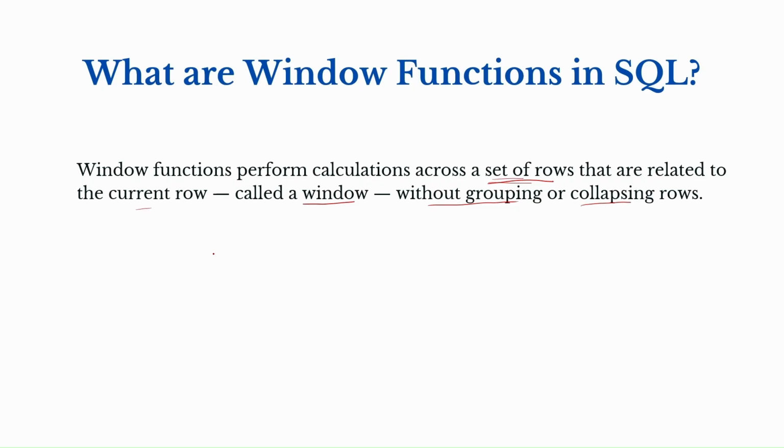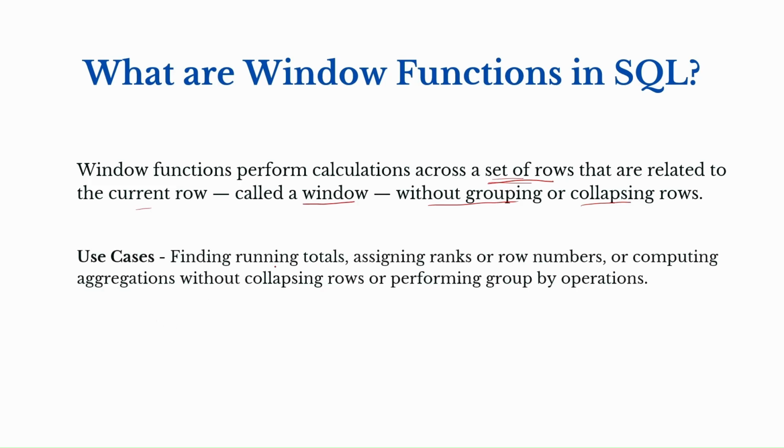The common use cases of window functions are finding running totals, assigning ranks or row numbers, or computing aggregations without collapsing rows or performing group by operations. The best part is that you don't need to use group by and lose any row details. You can simply calculate running totals, and compute aggregations like average or sum, all while keeping each row intact.